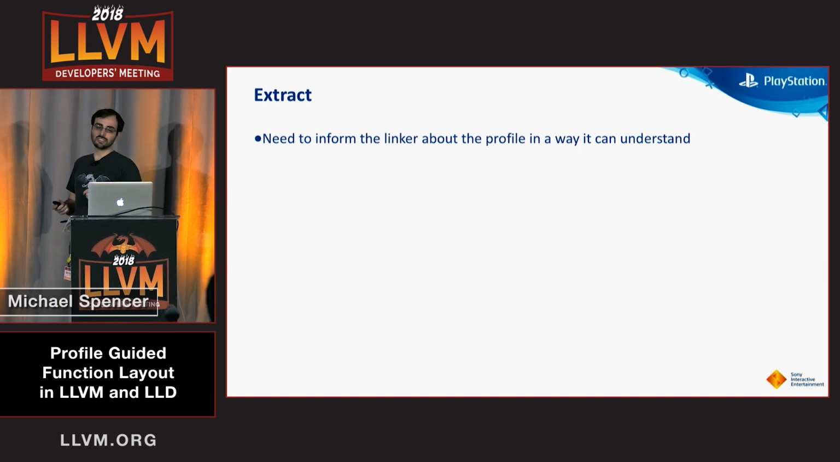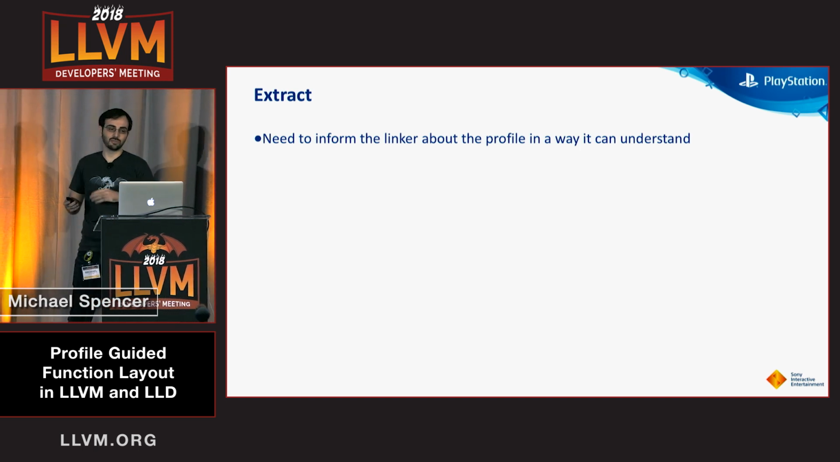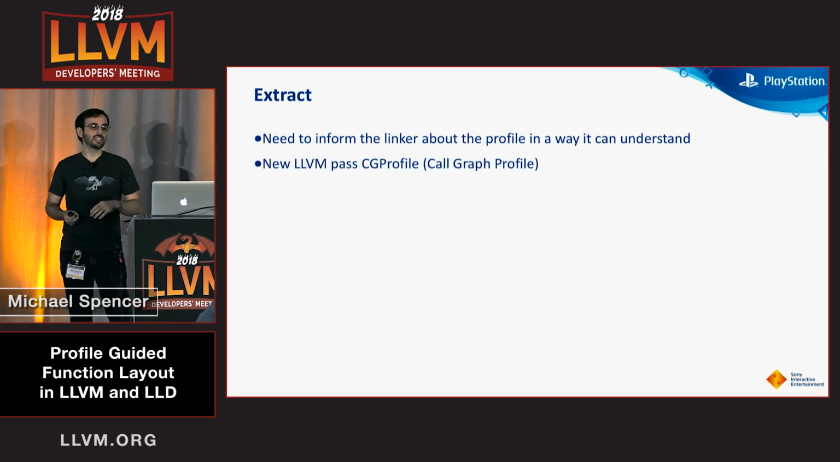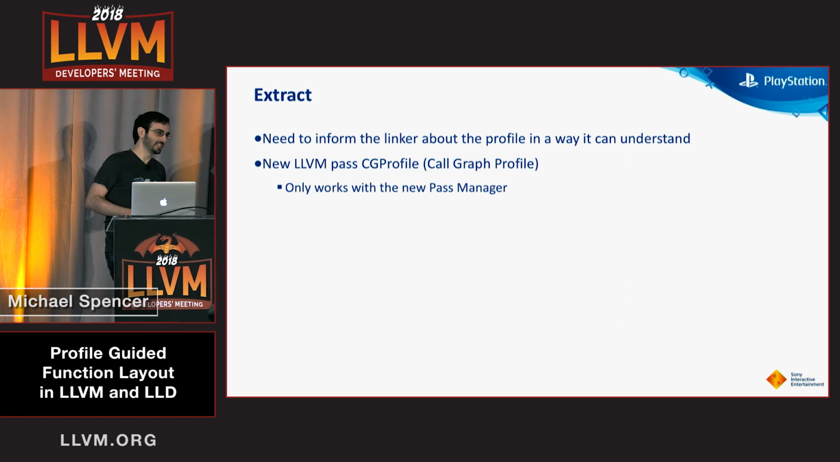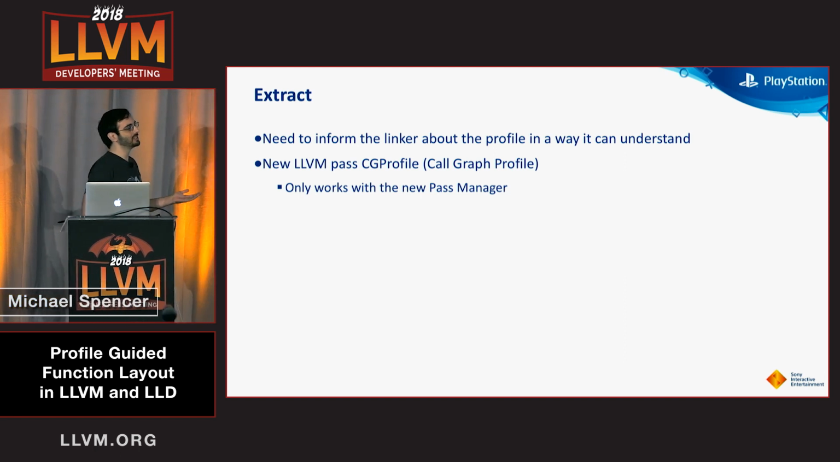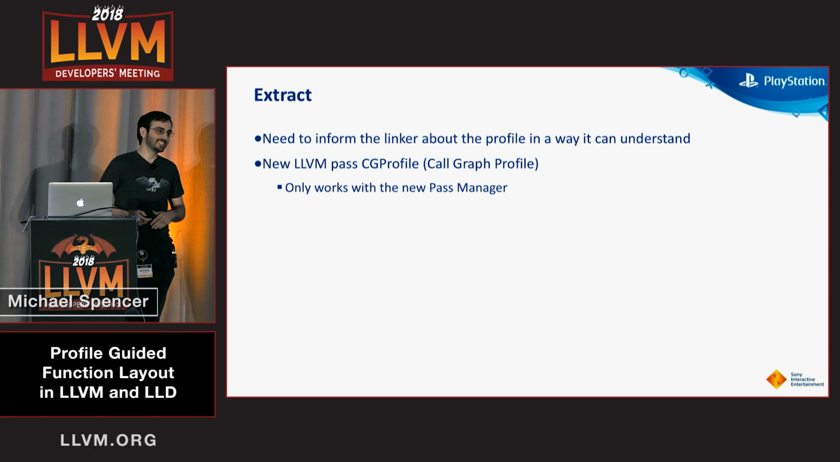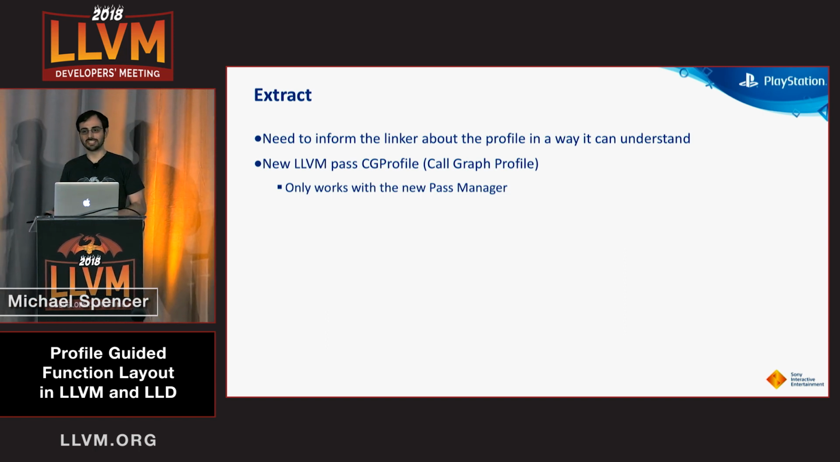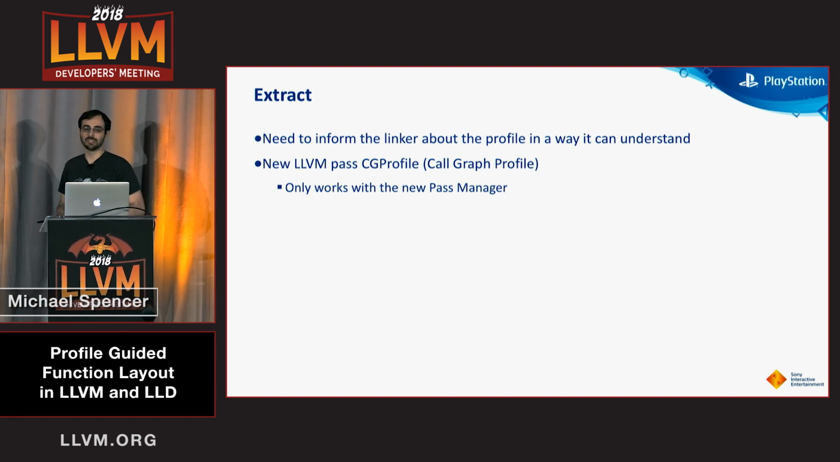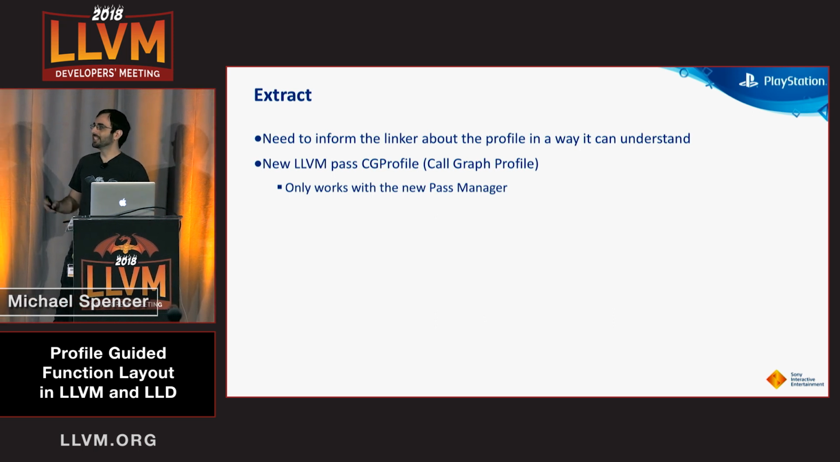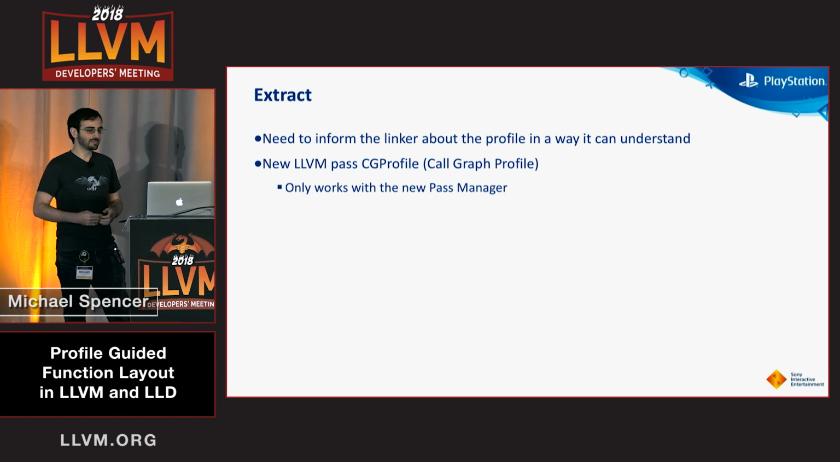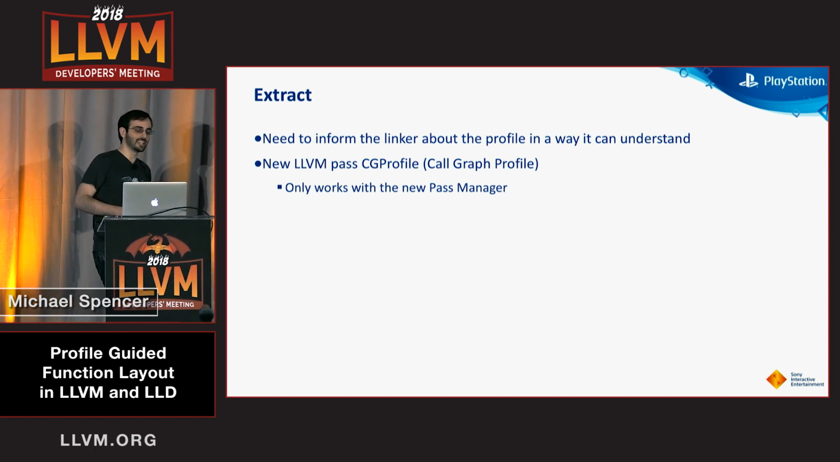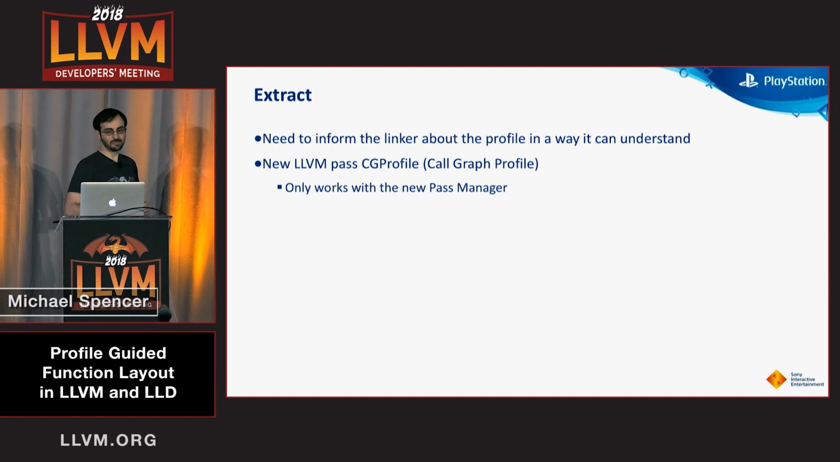To extract this information into that form, we first have a new LLVM pass, the CG profile or call graph profile pass. Sadly, this only works with the new pass manager. This is a module pass which depends on a function analysis, and this breaks in the old pass manager, as the bot so kindly informed me when I leaked memory. There are ways this can be made to work in the old pass manager, but it's not really worth the effort. We're pretty close to moving to the new one, and so I just did it in the new one.